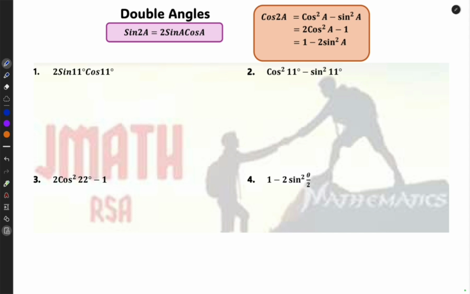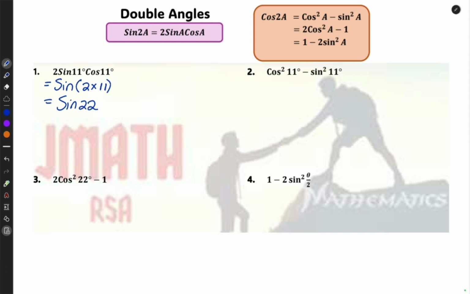Okay, so number 1, 2 sine 11 cos 11. So that is in the format of my sine double angle. So I can immediately go and rewrite this as sine of bracket 2 times the angle I'm working with, so 11. So the answer to this is just sine 22. Okay, fairly easy. I spotted the correct pattern. I just rewrote the formula in terms of 11.